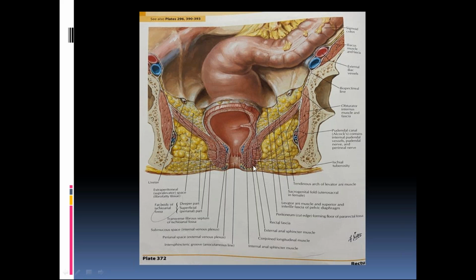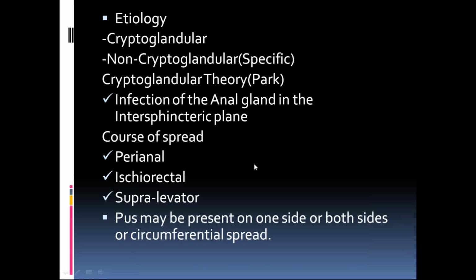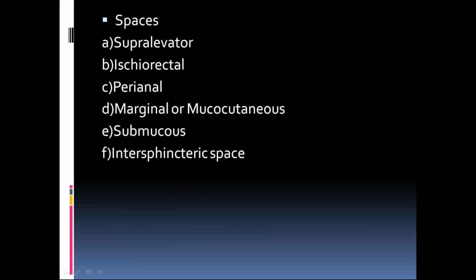From here, along the septa, the pus will trickle along the septa and get collected here in the perianal space. So the most common abscess will be the perianal abscess, because the pus drains into the least resistance area and the dependent part. Okay. So the course of spread is perianal, and the spread of the pus can go into the ischiorectal fossa.